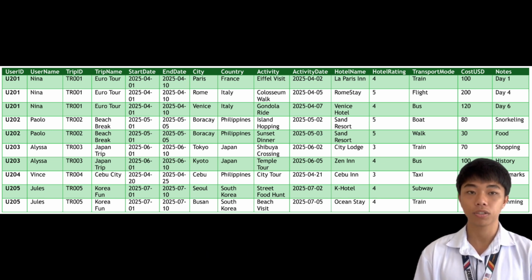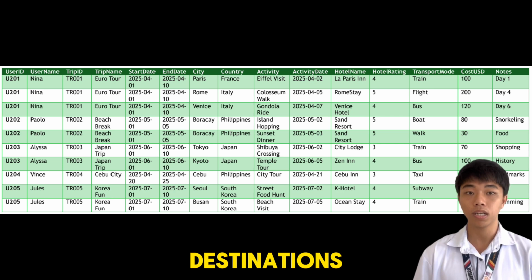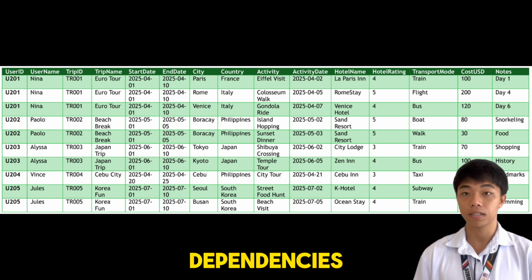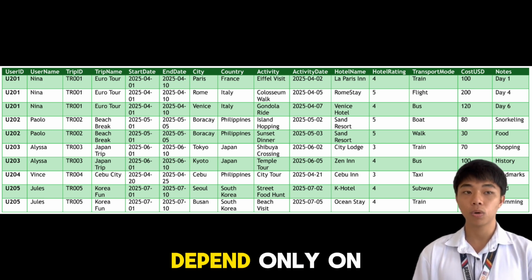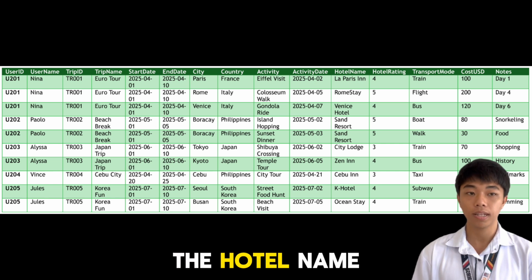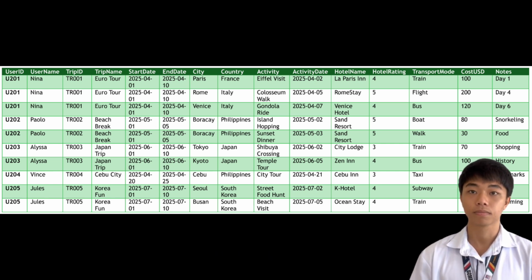This single table stored all the details about users, trips, destinations, activities, hotels, and transportation. While organized, the problem was that it had repeated data and partial dependencies. For example, the user's name depends only on the user ID, and hotel details depend only on the hotel name, but everything was forced into one large table.